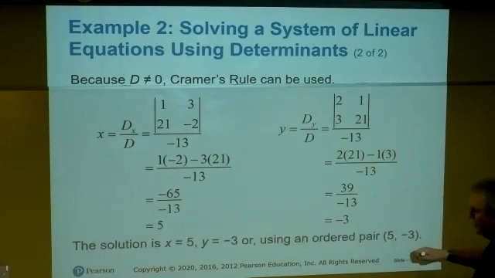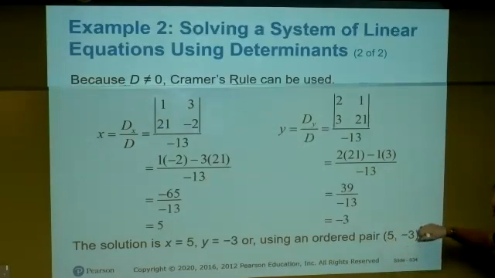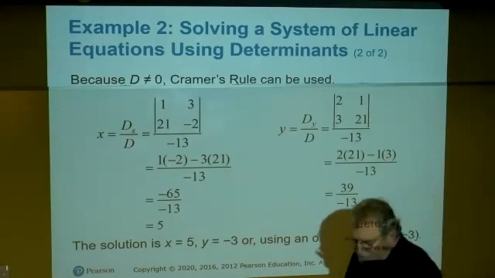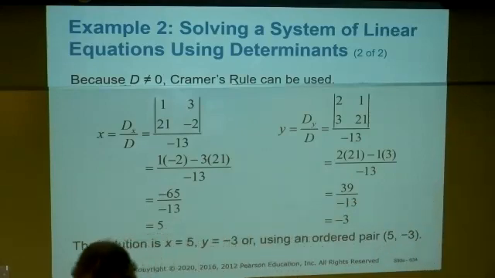So the solution, and I prefer that you write your solution as an ordered pair. Write it as the coordinates of a point, because that's what it is. X and Y are where the two lines intersect on the coordinate plane.